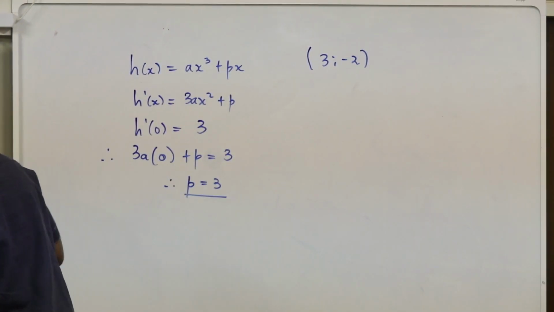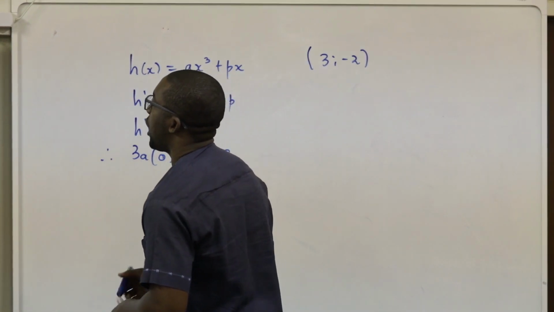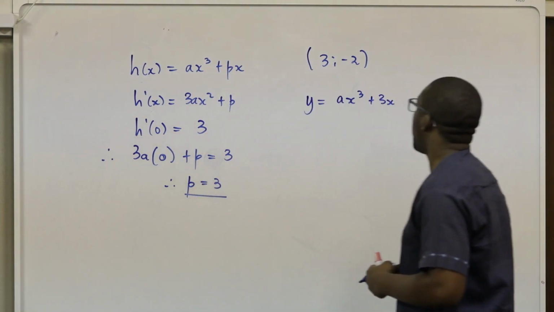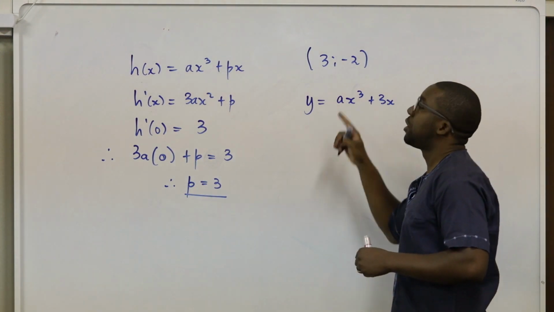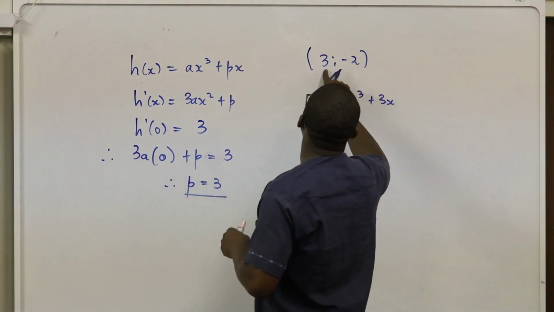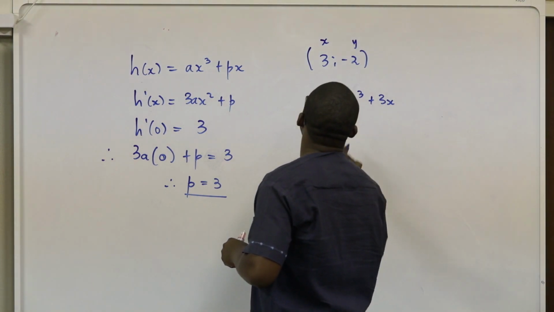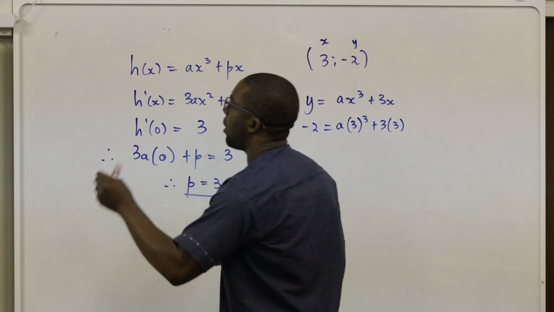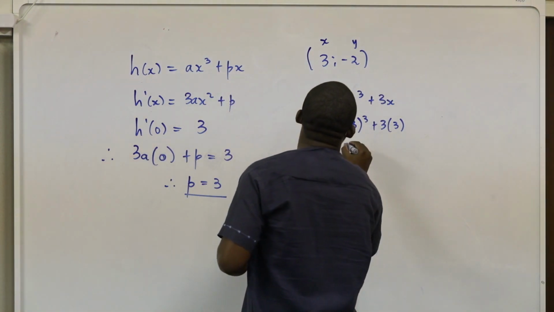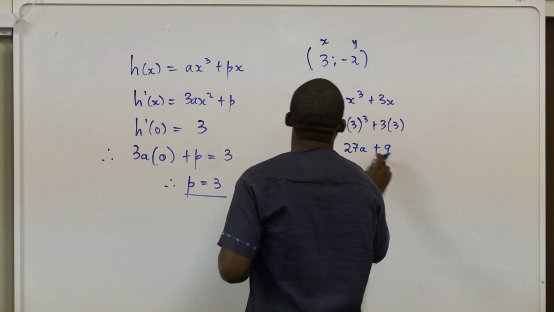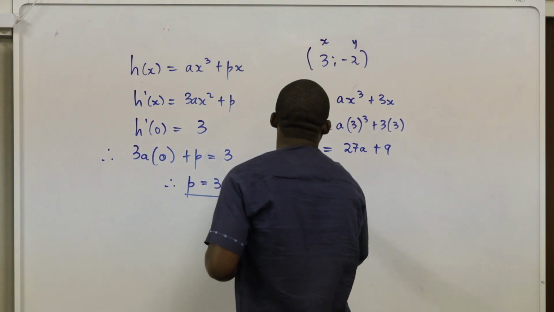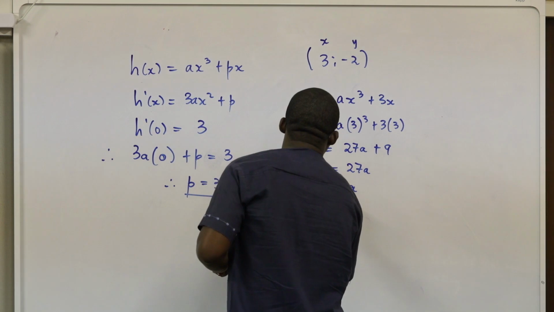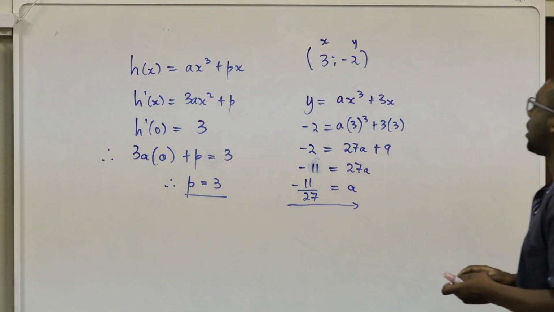That solves the aspect of p. Now we need to solve for a. Y is equal to ax cubed plus 3x. At this point, we only have one unknown. That unknown is a, which is the factor that gives us the shape. We substitute this point, this is our x, this is our y. Minus 2 is equal to a times 3 cubed plus 3 times 3, because x is 3. So wherever there is x, we put 3. This is minus 2 is equal to 27a plus 9. Transpose, we get minus 11 is equal to 27a. Therefore, a is equal to minus 11 over 27. We got both a and p.